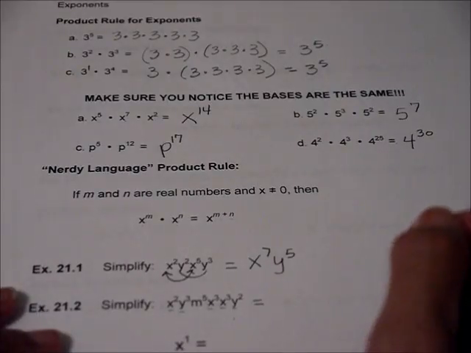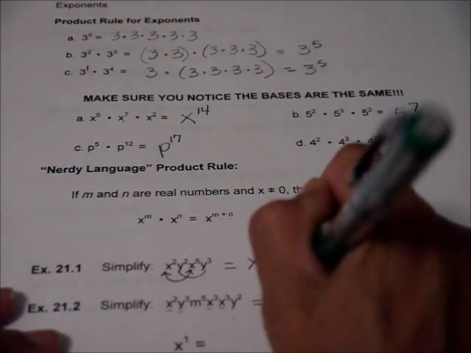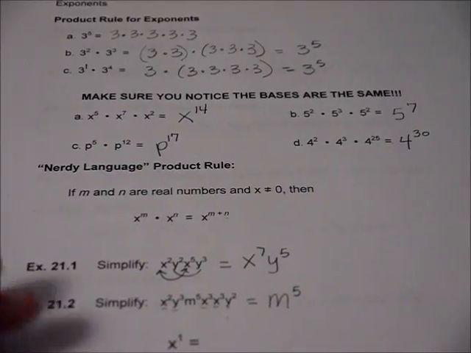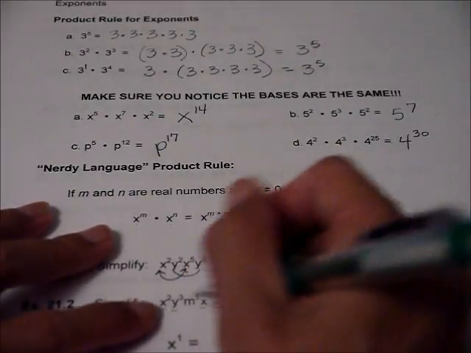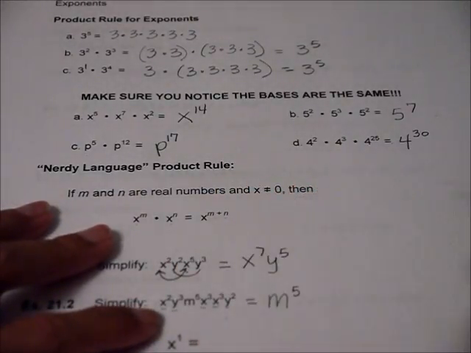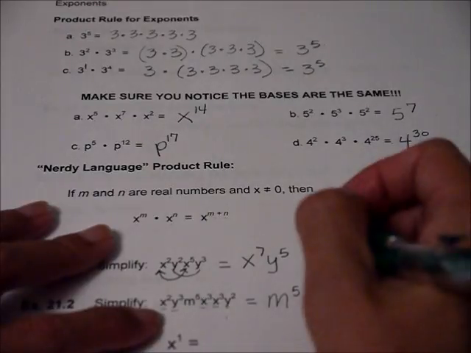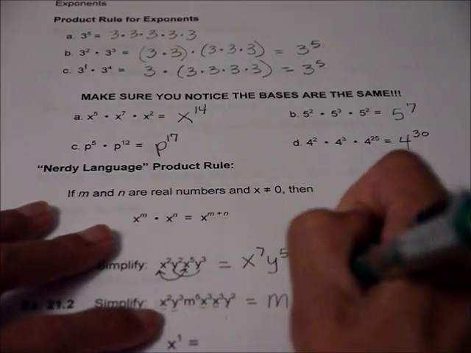Nope, they put the m on the end. Oh well. I'm going to say m to the 5th. It doesn't matter because the order is not going to change the value of the answer. And now I'm going to take the x's. I have 2 plus 3 plus 3. So I have 8. X to the 8.